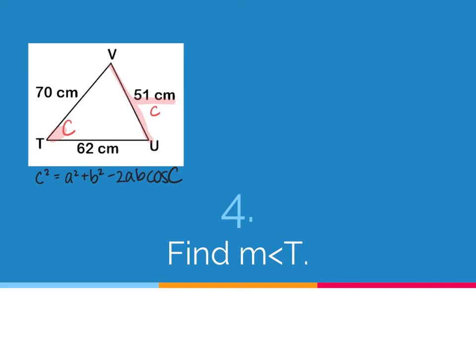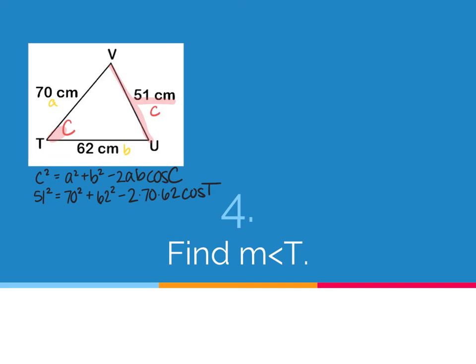70 and 62 are our other side lengths, so we'll just call them A and B. It doesn't matter which one is which. And we're ready to substitute what we know. So C squared is 51 squared equals A squared, which is 70 squared, plus B squared, which is 62 squared, minus 2 times A, which is 70, times B, which is 62, times the cosine of our angle, which is T. Again, when you're solving for the angle, you cannot just plug everything in like we did with the first couple examples, 1 and 2. We have to do this one step at a time.